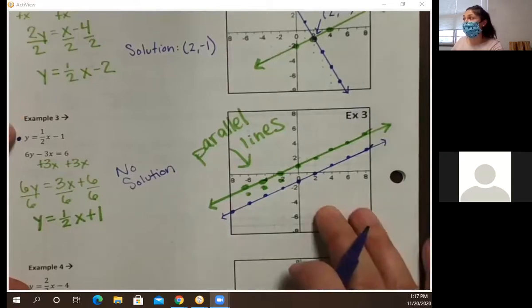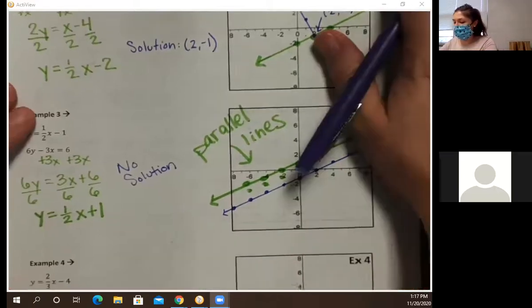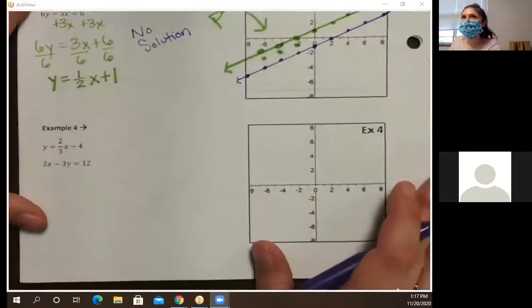Questions for me on example 3? Okay. One more I want to look at together for today.